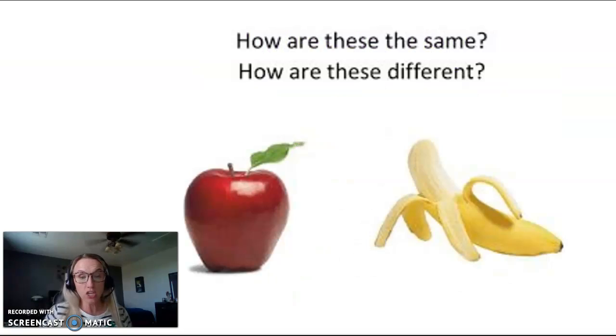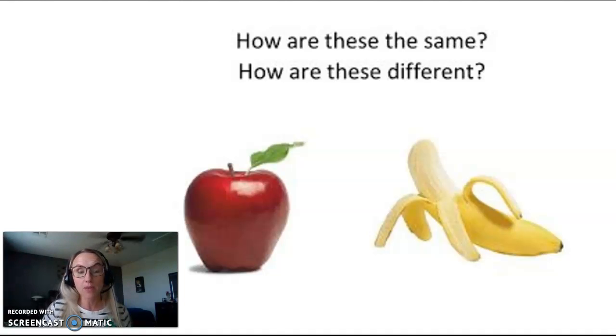So I want to take a look at our two pieces of fruit here. We have an apple and a banana. Think to yourself, how are these the same? How are these different? And if you join us in our session this week, we will be able to have a discussion on how these two pieces of fruit are the same and how they are different, comparing and contrasting.